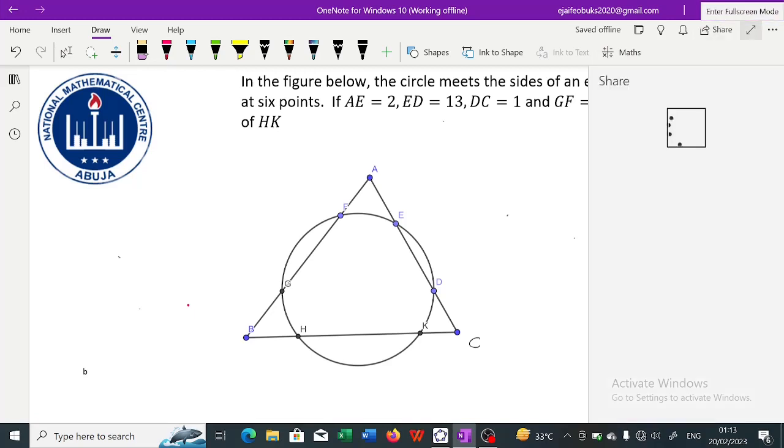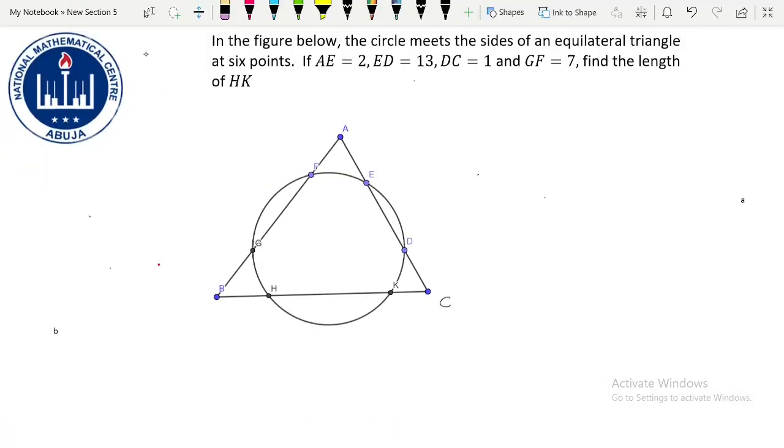My name is Ukome Jaife and today we're solving problem 2 of the 2022 second round exam. It says that in the figure below, the circle meets the sides of an equilateral triangle at 6 points. You can see the points. I think the points are E, D, H, K, G, and F.